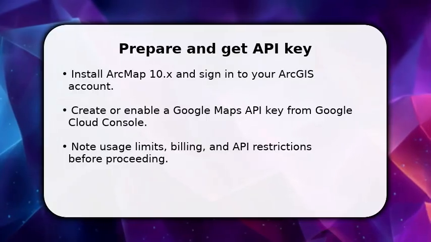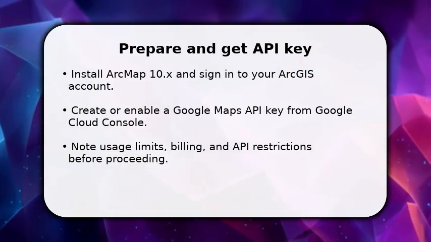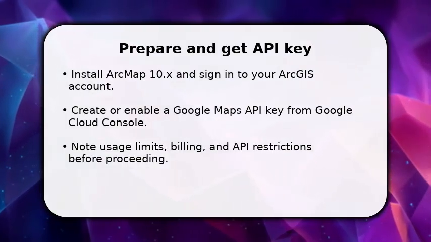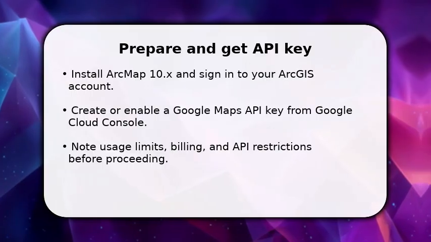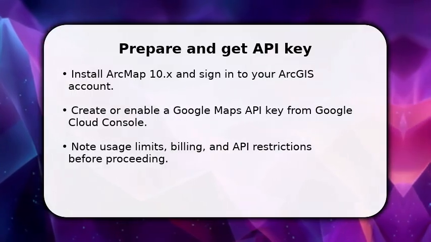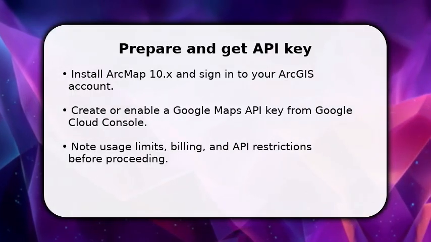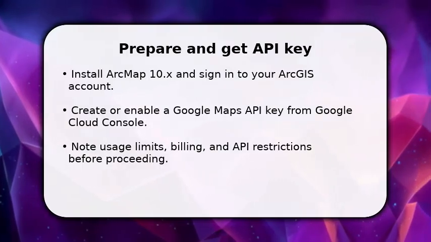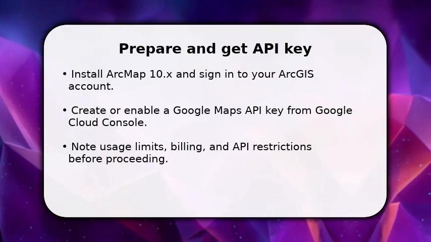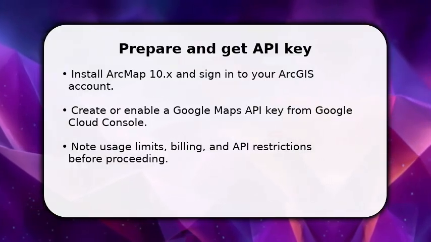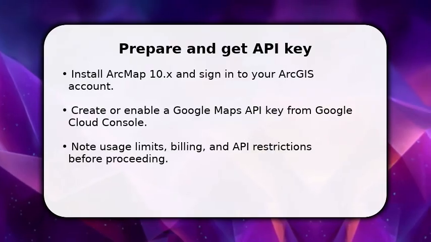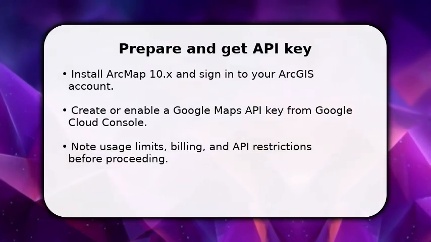You start by preparing the environment. Make sure ArcMap is installed and you are signed into ArcGIS. Next, obtain a Google Maps API key from the Google Cloud Console and enable the Maps JavaScript or Tile APIs. This key is required to request tiles. Once you have the key, copy it and check billing and quota to avoid interruptions.